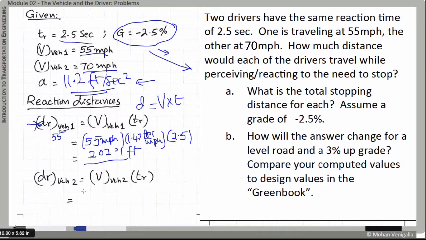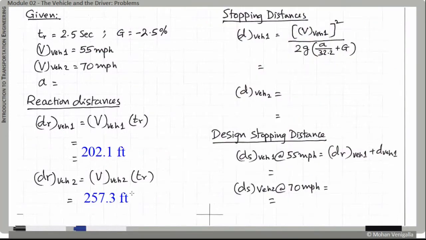For the second driver, it is going to be similar. So 70 miles per hour, converting miles per hour to feet per second is 1.47, and the same reaction time of 2.5 seconds will get you 257.3 feet.